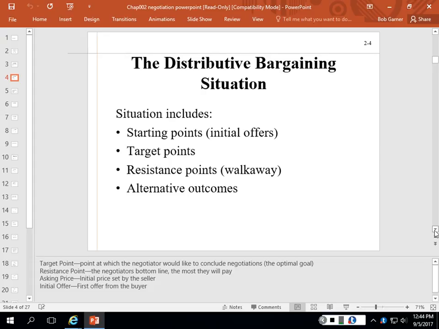Okay, what if this is the only condo in that area? Who's in a position of strength? The seller, exactly.